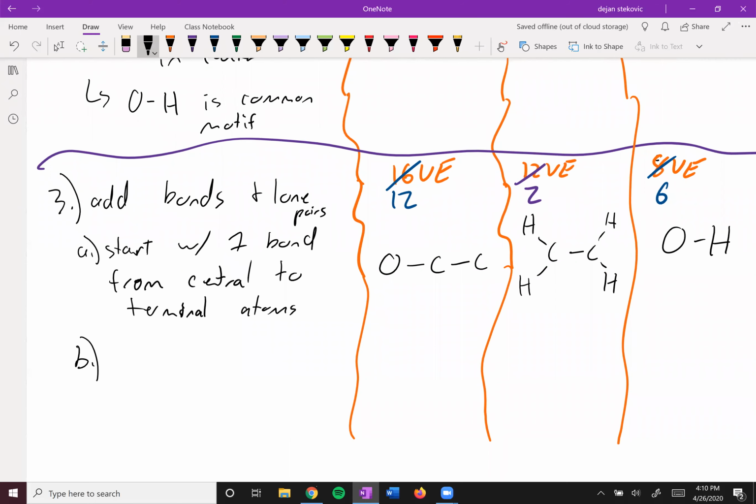The next step is to give lone pairs, to give octets. Remember, everything wants a filled valence shell, so our central atoms want filled octets. The exception here, of course, is hydrogen. It only wants a duet. And then you want to start with the most electronegative atom.